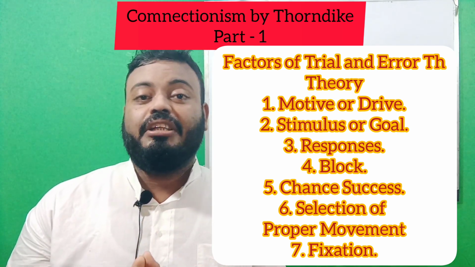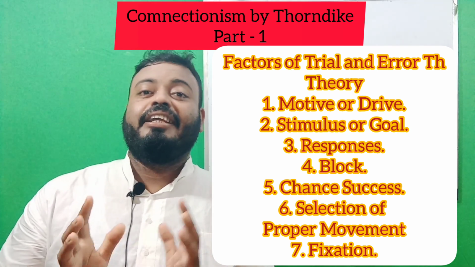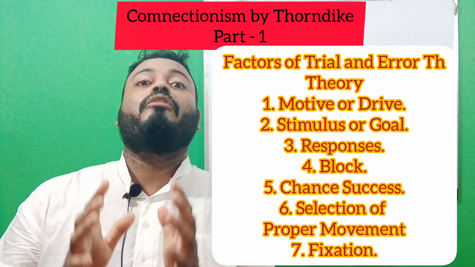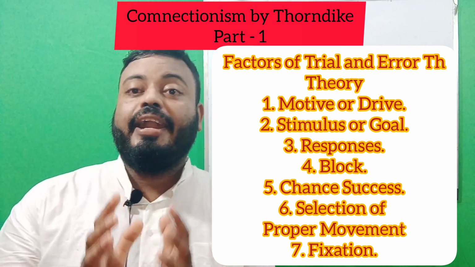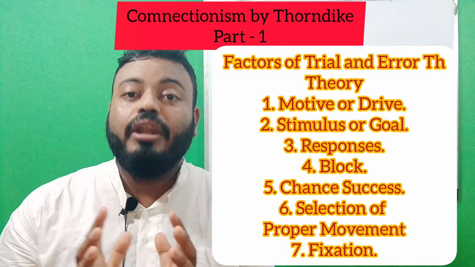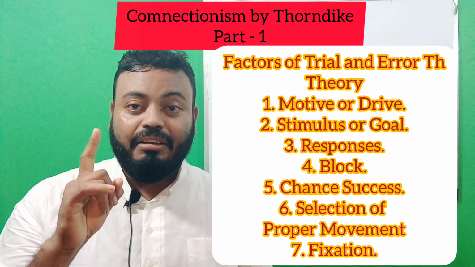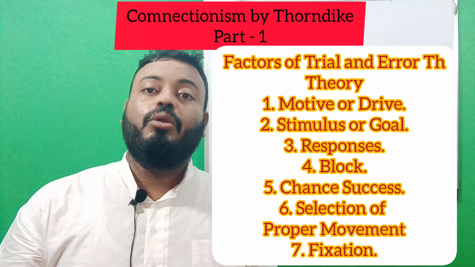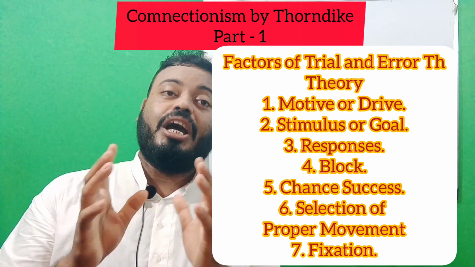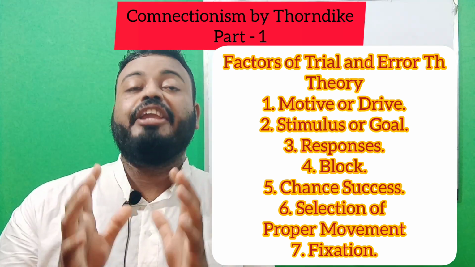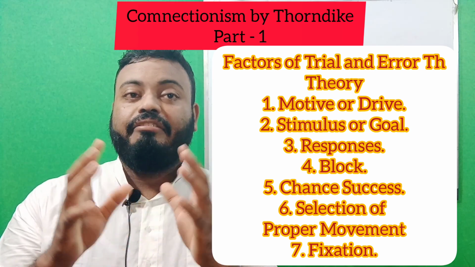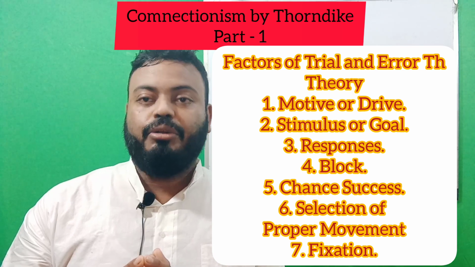Number seven is fixation. The cat learned the proper way of opening the door, eliminating all the incorrect responses and fixing only the right response. It opened the door without any error. So those are the very important factors given by Thorndike in the trial and error method.